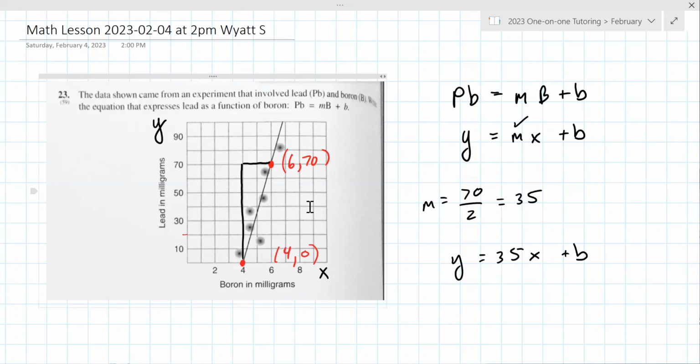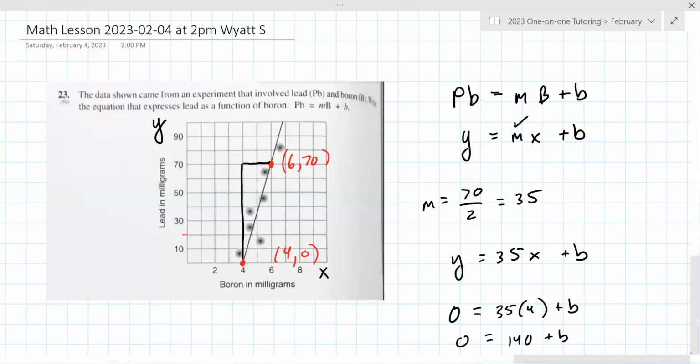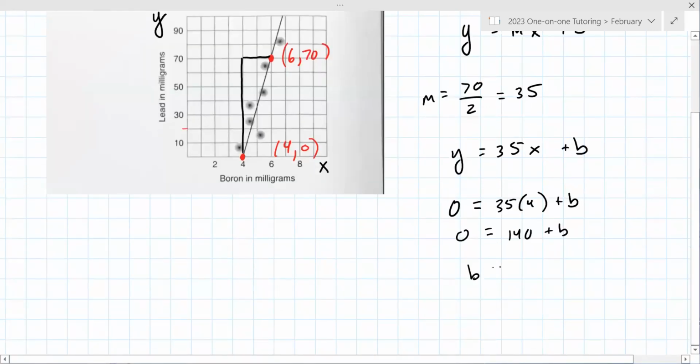And then you choose one point or the other. Doesn't matter which one for x and y, and we're going to solve for b. So I'm going to use this point here because it's easier for me. So 0 is y, 0 equals 35 times 4 plus b. So that's 140 plus b. So b equals negative 140. And that goes back here.